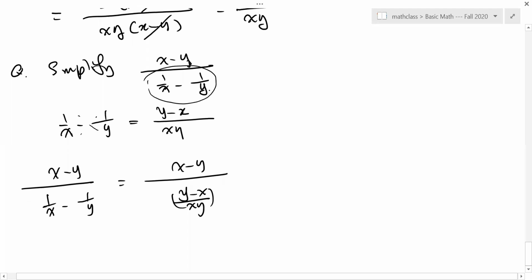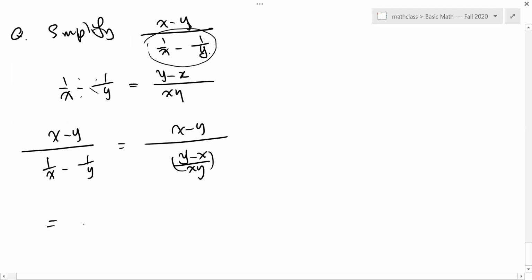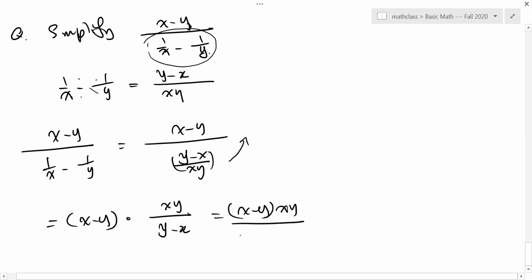So this is in the denominator, right? So what you can do is x times y times, turn this upside down. So xy over y minus x. Then you have to do some simplification. x minus y over y minus x. The denominator can be written as negative x minus y. So just cancel it out. The answer is just negative x times y.